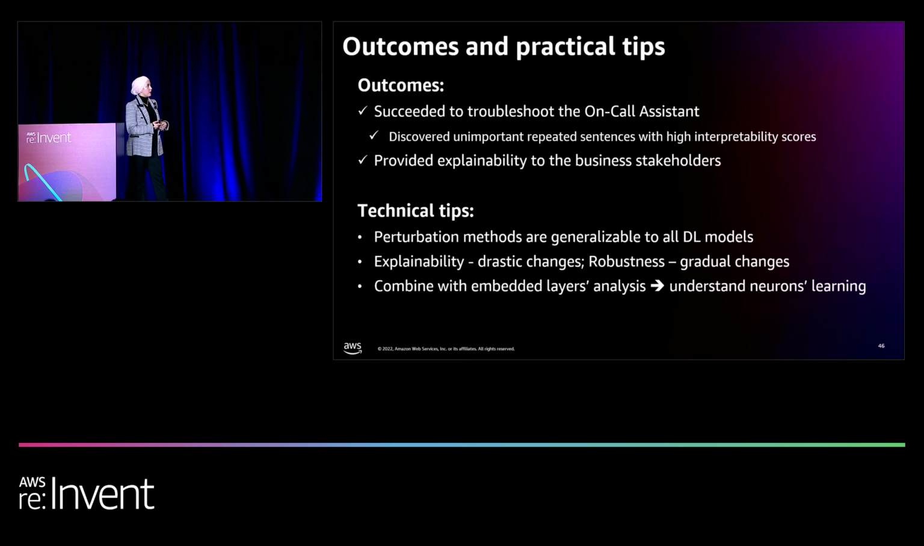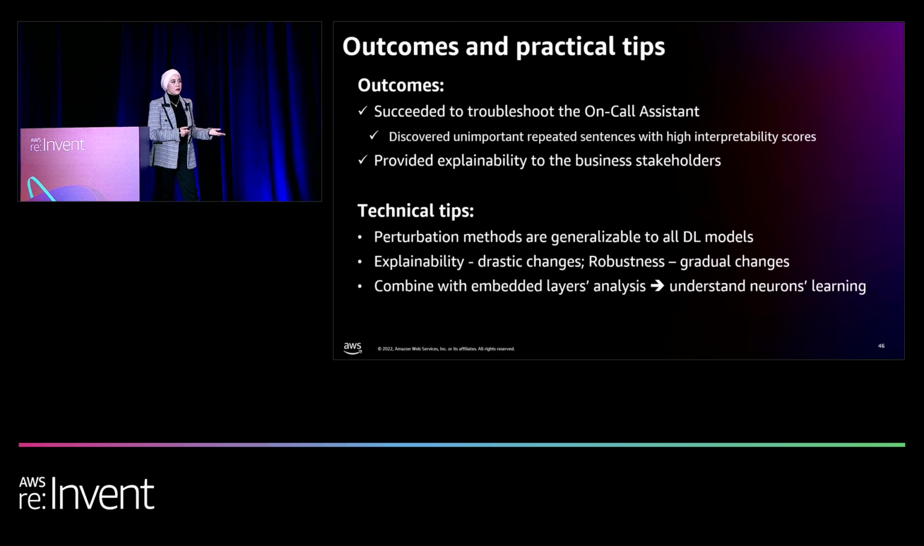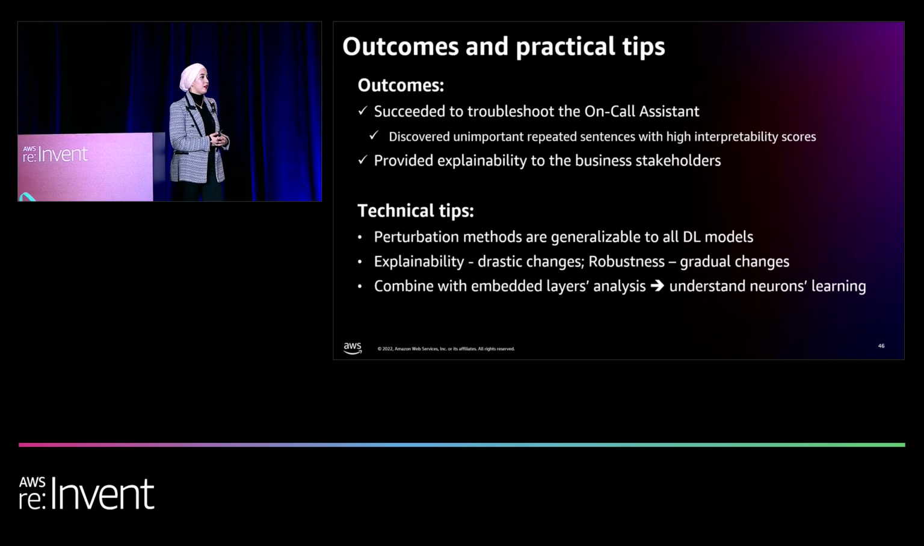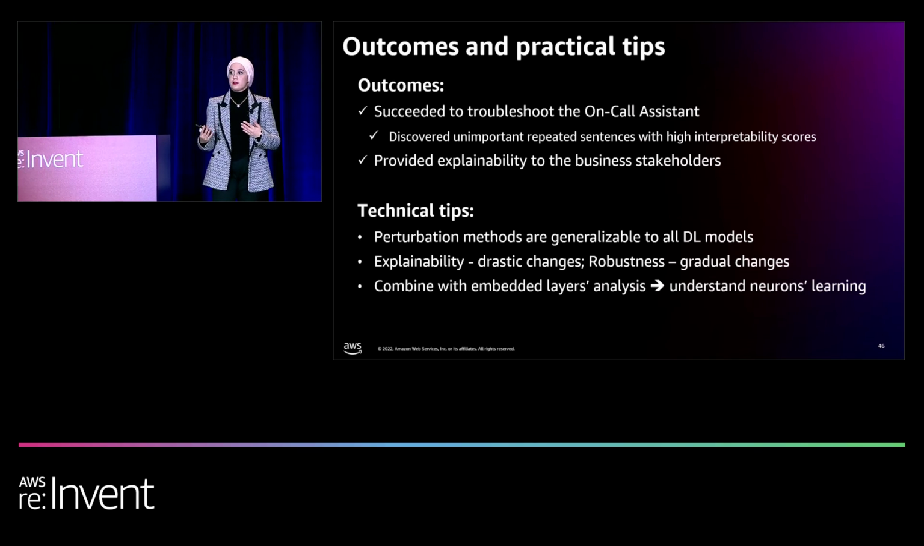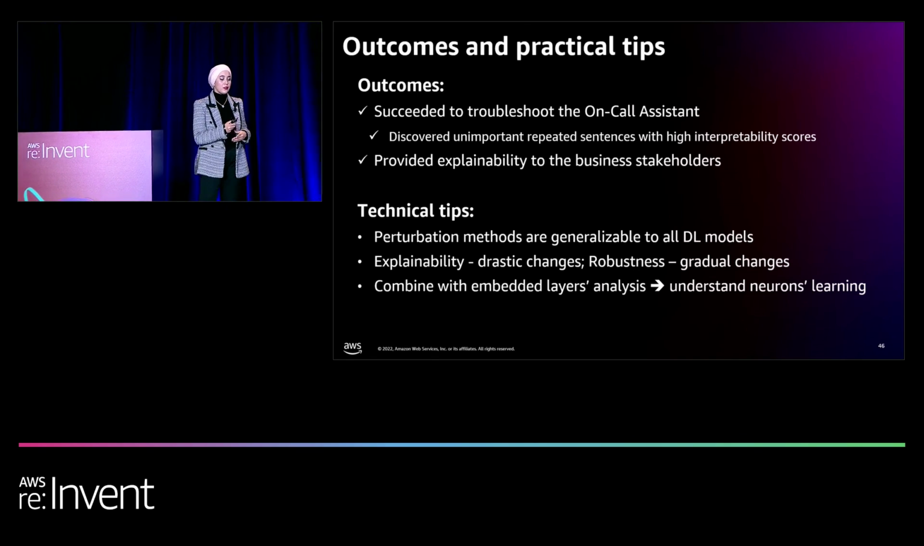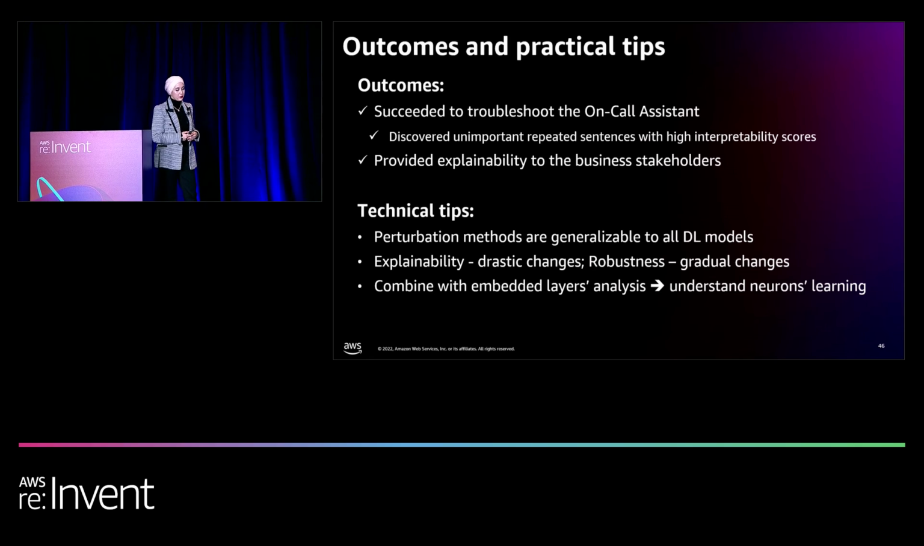Then we would recommend for explainability some drastic changes, like removal, to be very objective and not making some synonyms or slight changes, and for robustness, use some gradual changes in explainability.